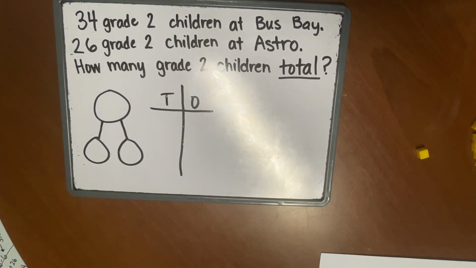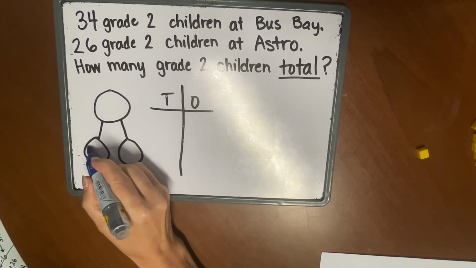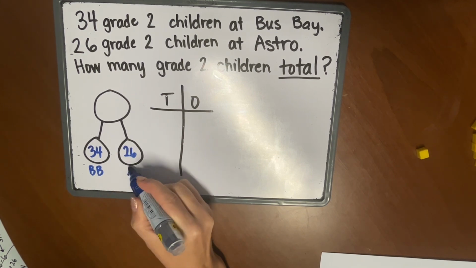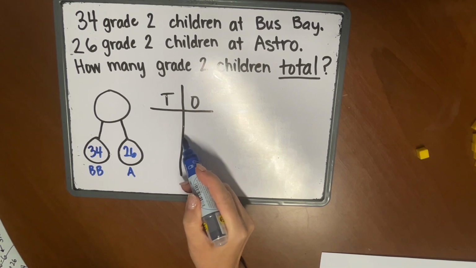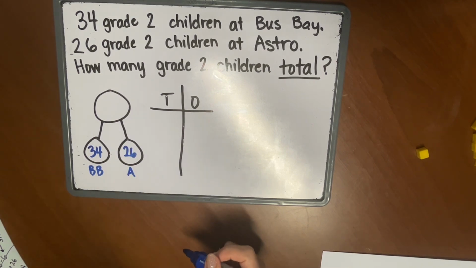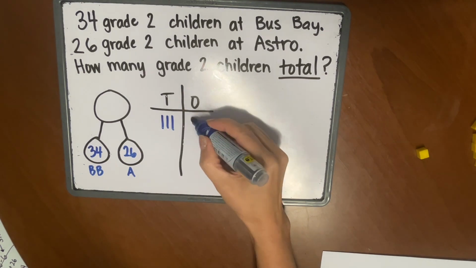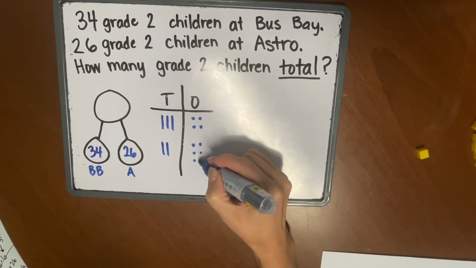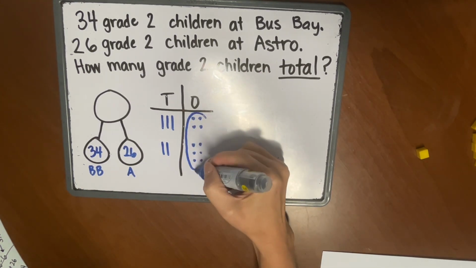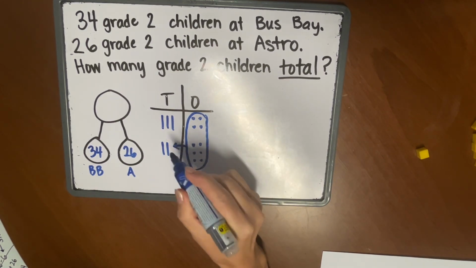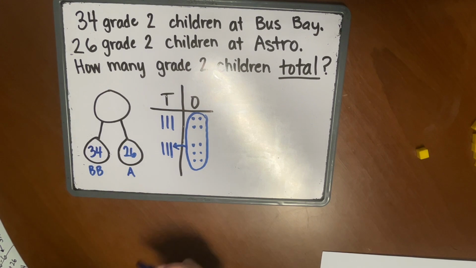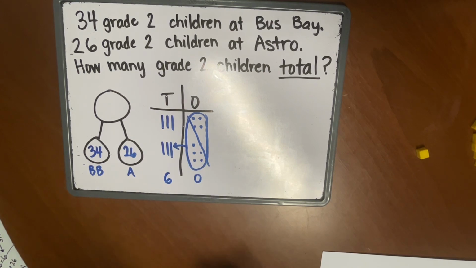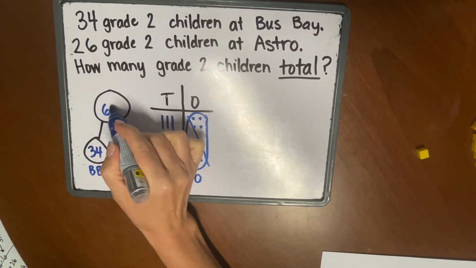Let's see what we drew. I know that there were 34 at the bus bay and 26 at the Astro. Now I'm going to draw it to see if my total is the same. I had 34 and 26, and when I put these together, it actually makes a 10 that I moved over to the tens, and I didn't have any ones left. There were 0 ones left when I moved them, and there were 6 tens, so I have 60 in total.